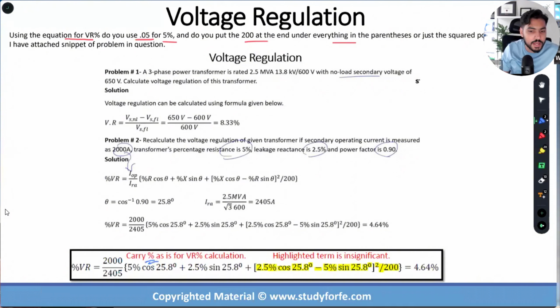carry the percentage sign as it is in the VR calculation. In fact, if I remember correctly, I said to treat the percentage sign as a unit of measurement, correct? Imagine that this is 5 kilo ohms. Carry the percentage sign as a unit of measurement, and it will basically just work its way through. And the highlighted term is going to be insignificant.